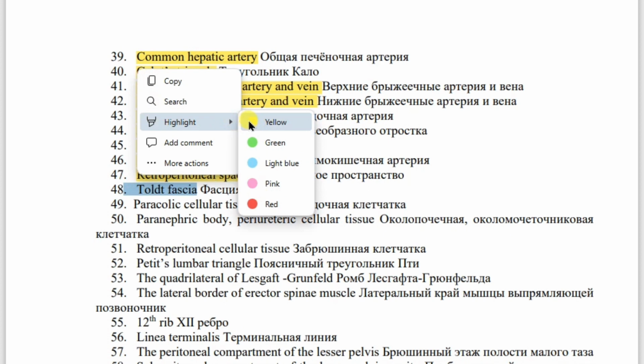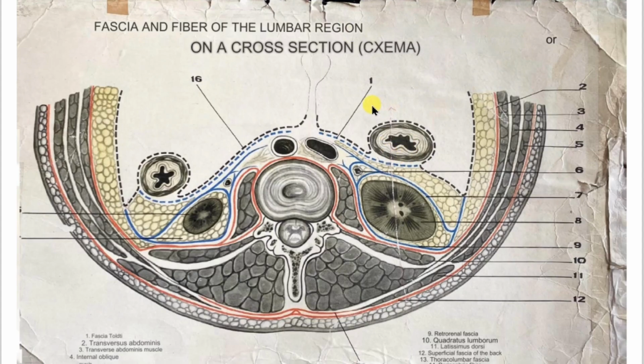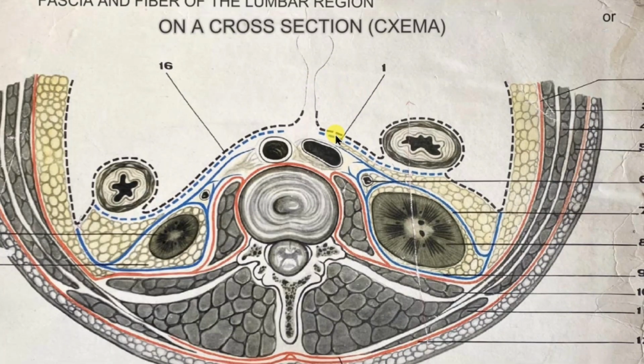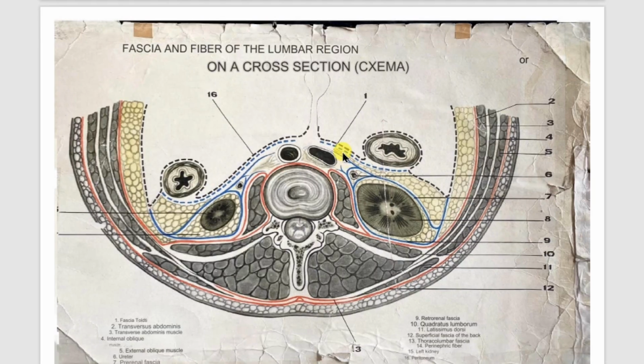So let's see. As you can see here, different fascias are showing. In the blue line, you can see Toldt's fascia, and in black you can observe the peritoneum. So what's the main function of this fascia? It helps to mobilize either the ascending or descending colon, meaning it reduces friction. Okay, so let's move to the next.